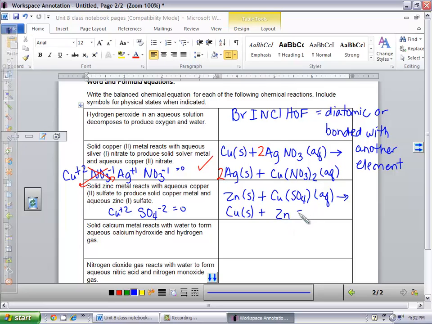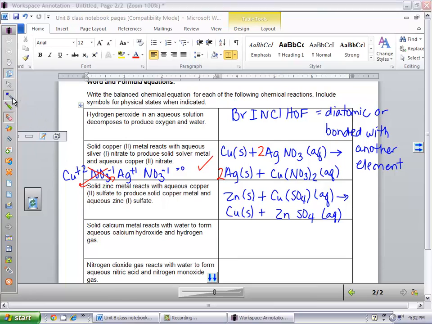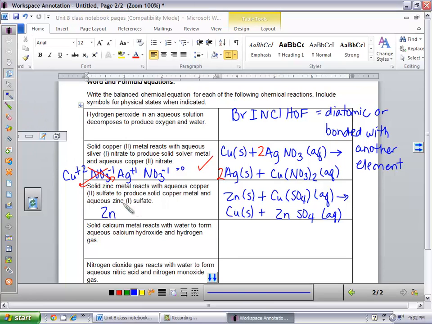Okay, so you've got a zinc and you've got sulfate, and it's aqueous, but now you need to figure out this bonding. Okay, so we're going to go back and we're going to look at zinc and sulfate. So zinc has an oxidation number of +2. He's going to give away 2 electrons. Sulfate has a -2, which means he's going to take 2 electrons. There can't be any left over or any extras or any missing.